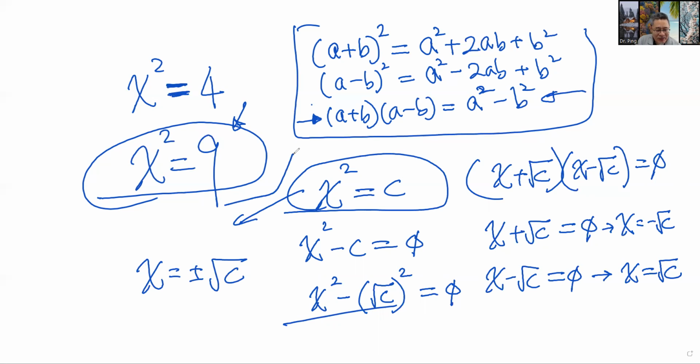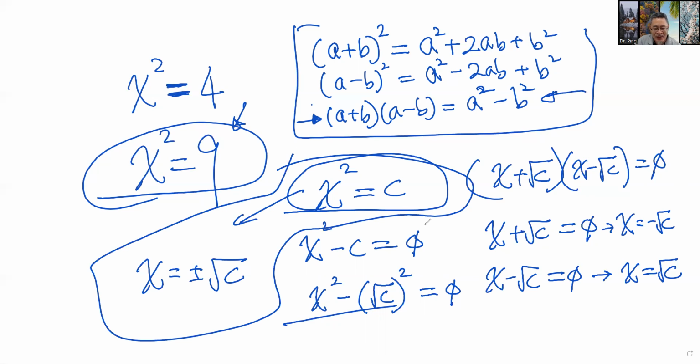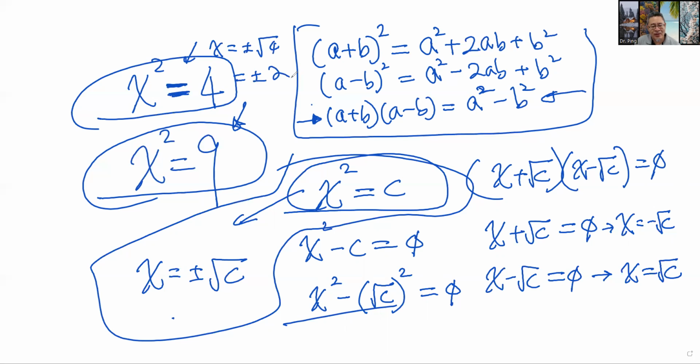So now we have something called a formula. Next time when we see something like x squared equals 4, we just plug into the formula. In this case, x is plus or minus square root of 4, which gives us plus or minus 2. Okay?